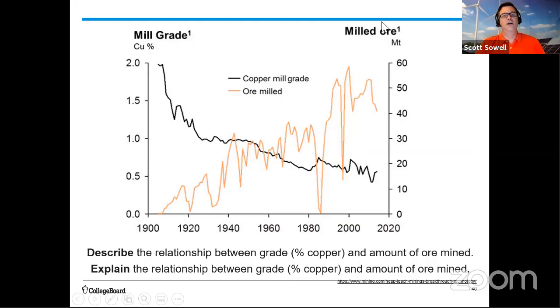So a good example of how you might be presented with a graph and then describe the relationship, describe how the variables are interacting with each other from the graph itself, and then explain why that's happening.